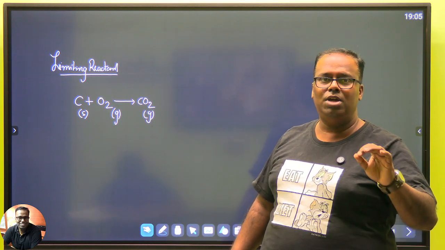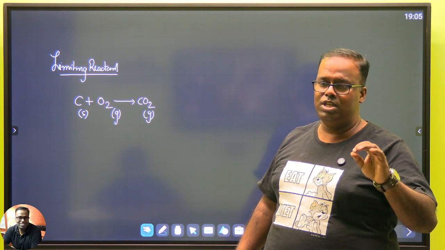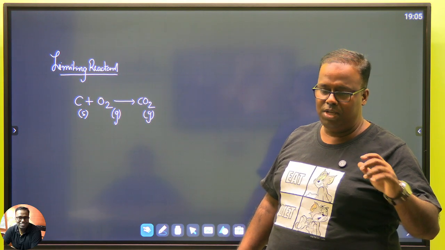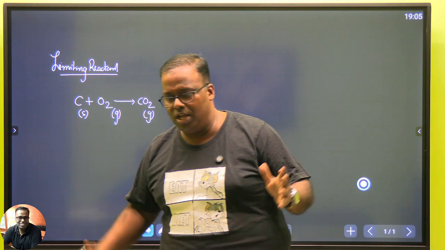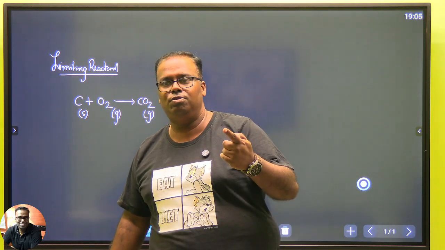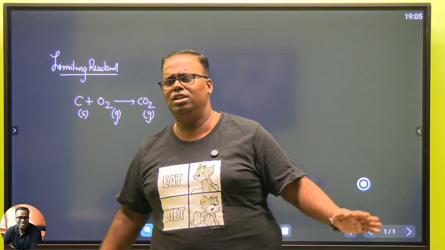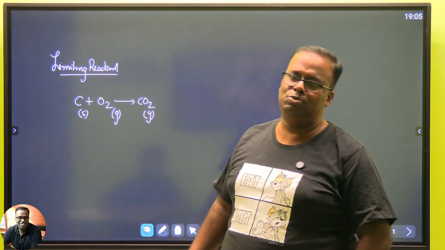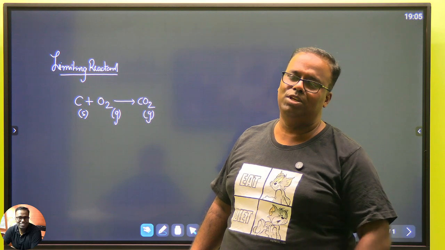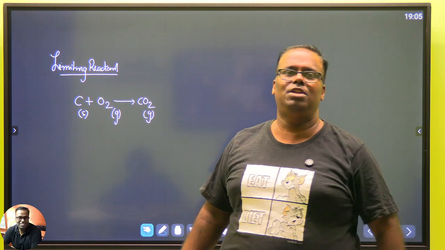Suppose you have to make one bowl of biryani, you need 1 tablespoon of essence. You have every ingredient in your house, but you have got only 1 tablespoon of essence. How much biryani will you be able to make? Only one bowl, we won't be able to make more than that.